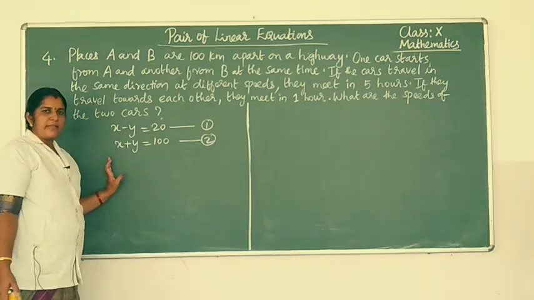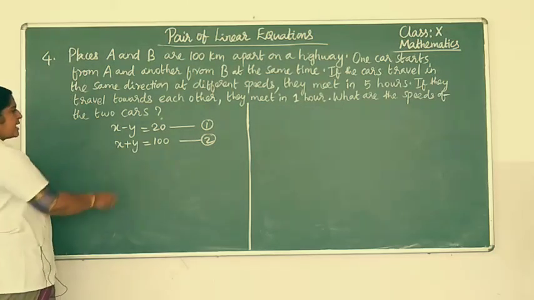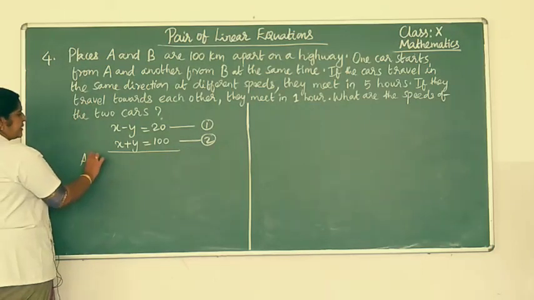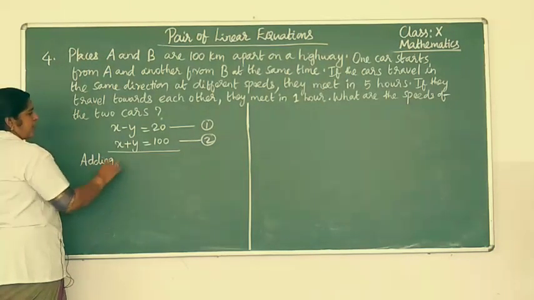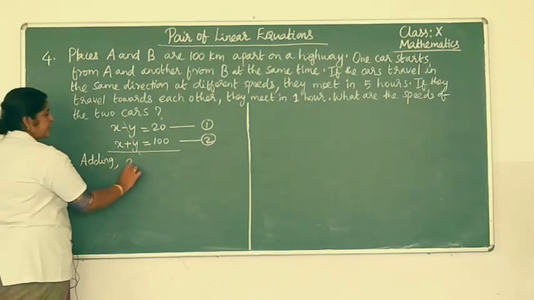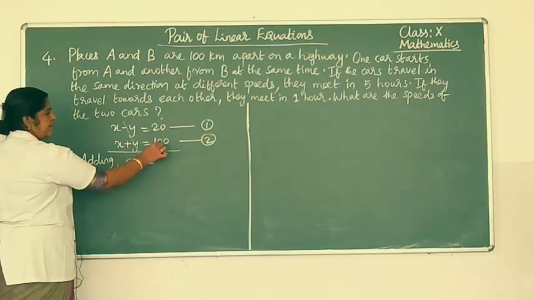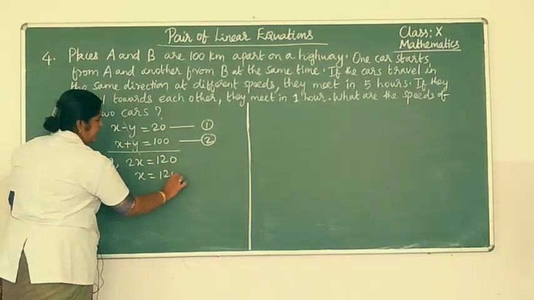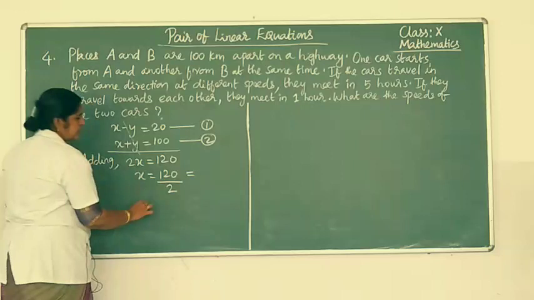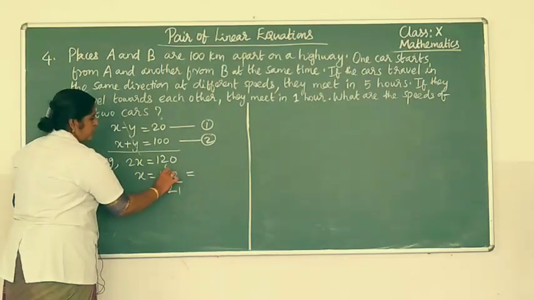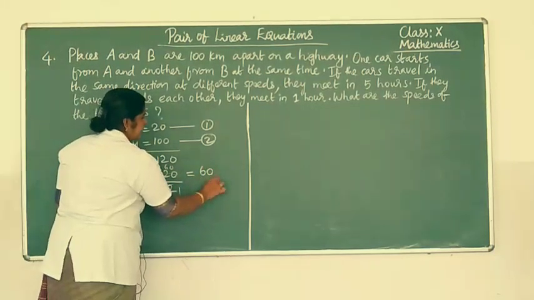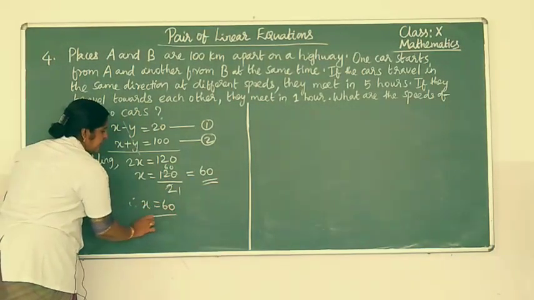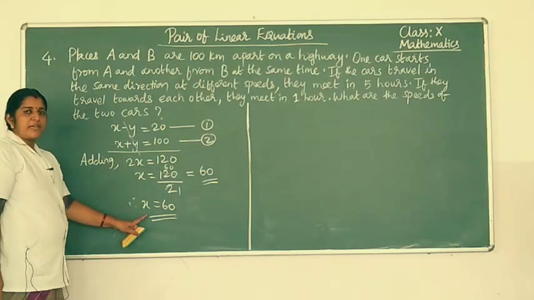Now our aim is to find the values of x and y. Here we can easily eliminate y. When we add these two equations, y is eliminated. We get 2x equal to 20 plus 100, which is 120. So x is 120 divided by 2, that is 60. So the value of x is 60. What is x? The speed of the first car.